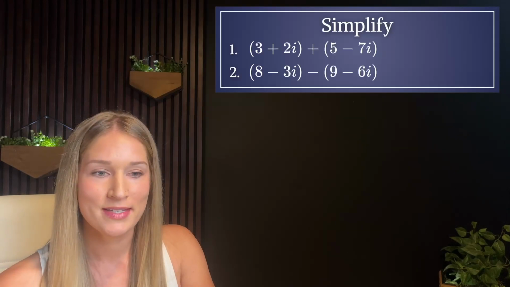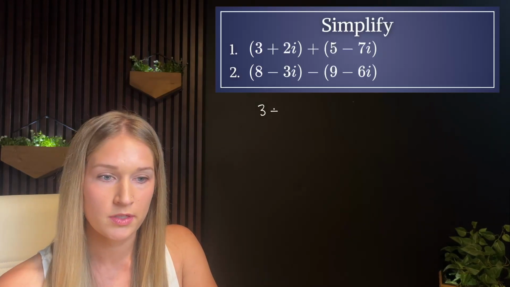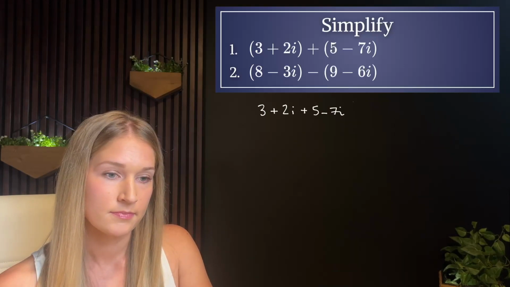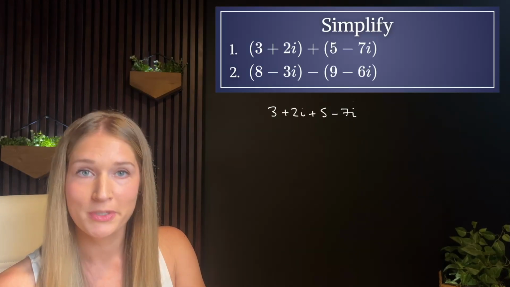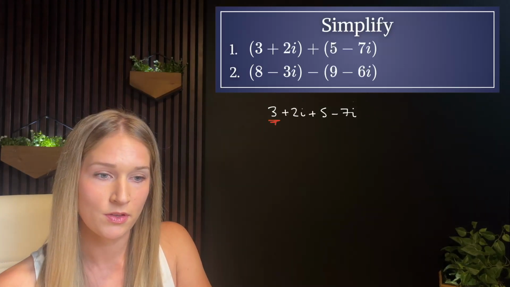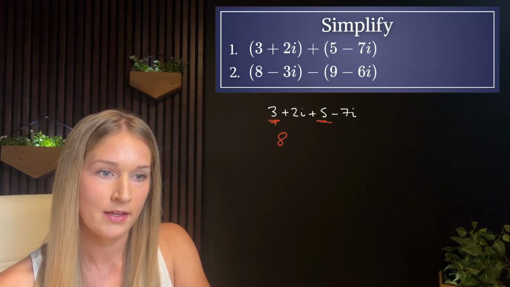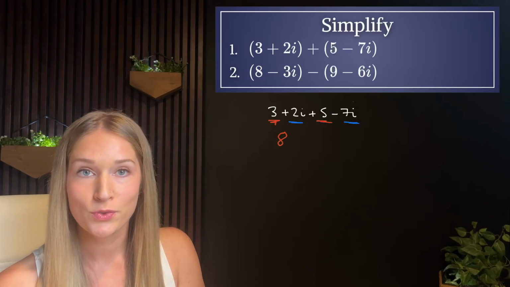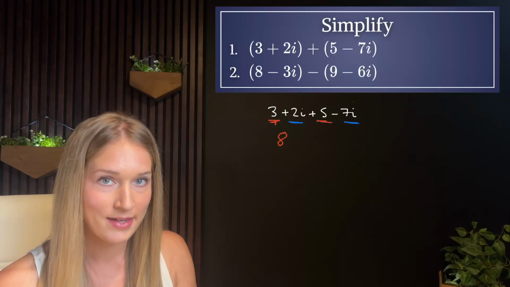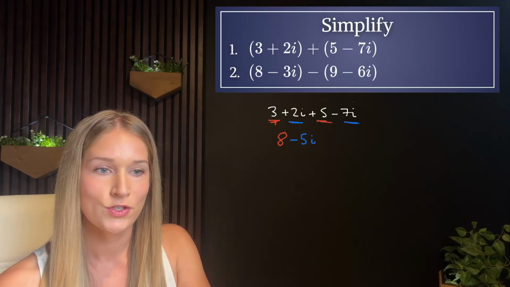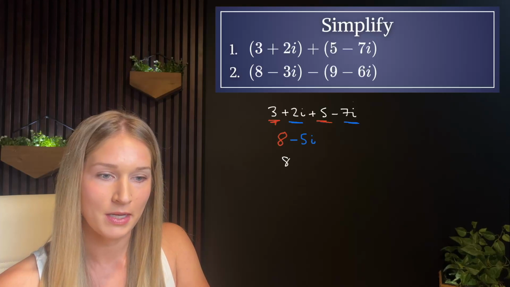So those parentheses can pretty much just be ignored, and I'm going to rewrite the expression without them. Then, just like you would with a polynomial, you combine those like terms. I'll start with my real components, the 3 and the 5, and then the imaginary components, which are the pieces with the i's. I have 2 i's and I'm taking away 7 i's, so I end up with negative 5i. So when I add, I get 8 minus 5i, and that is question 1.